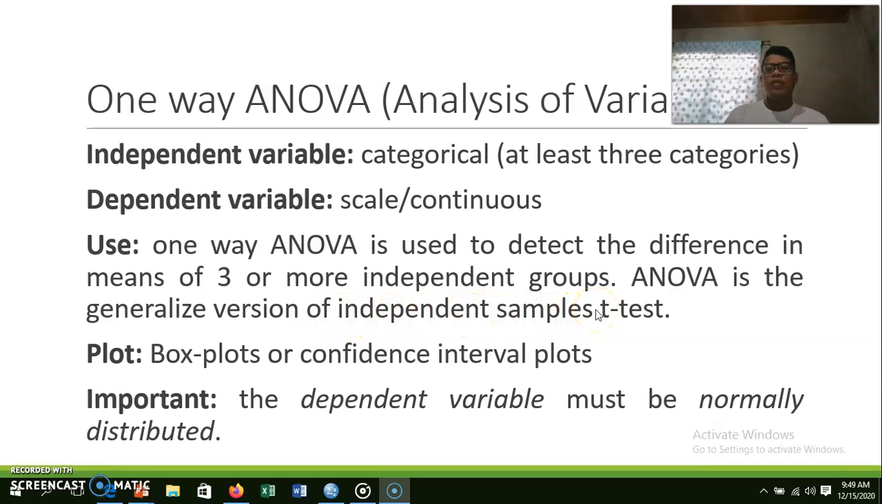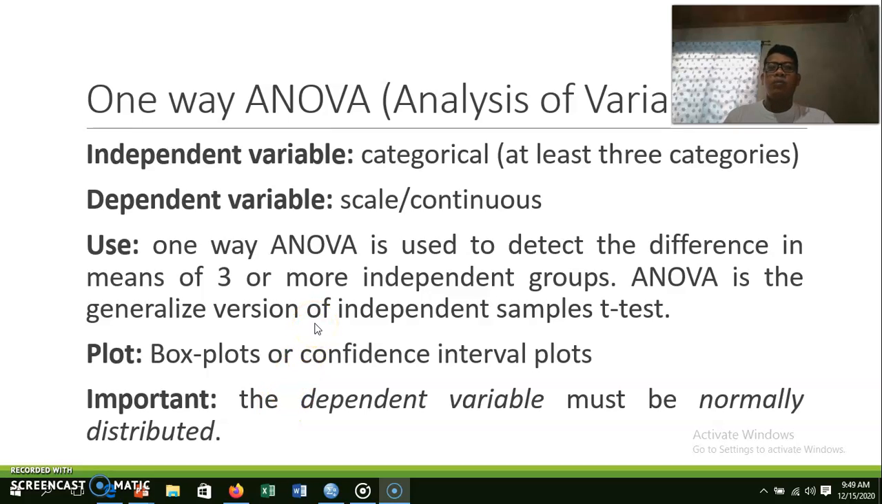In the independent samples t-test, the independent variable is dichotomous. Here in one-way ANOVA, the independent variable must have three categories. Take note, it must be categorical data, in other words, qualitative data. Whereas the dependent variable is still a scale or continuous variable.